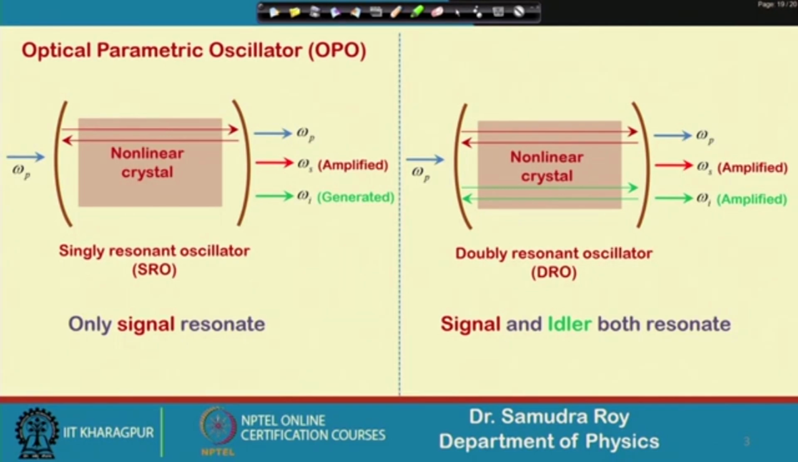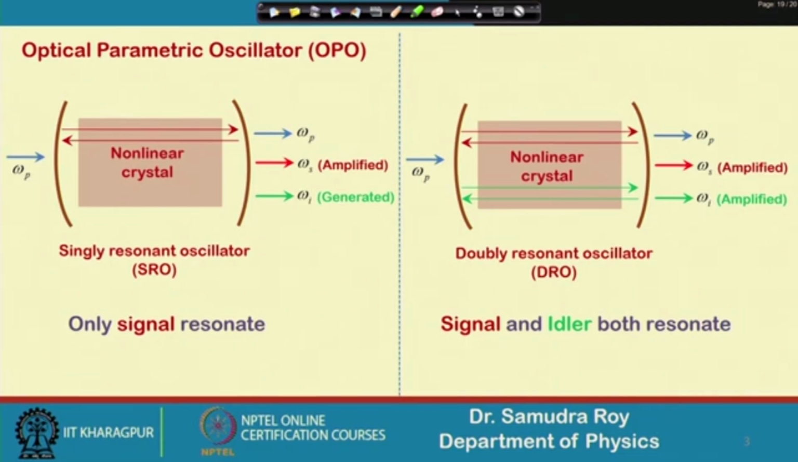This is a schematic figure of optical parametric oscillator, and in the left hand side is shown how the singly resonant oscillator is working. That one wave of the frequency omega s is oscillating inside the cavity, and as a result we will get one amplified wave which is omega s. And in doubly resonant oscillator, two different frequencies, signal and idler, both resonate. So, these two simultaneously resonate.